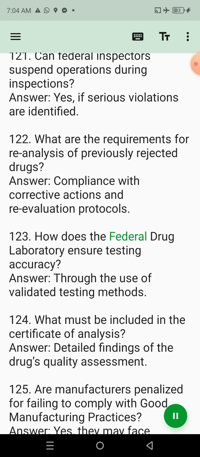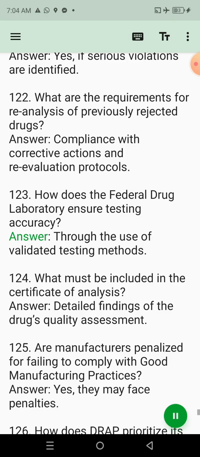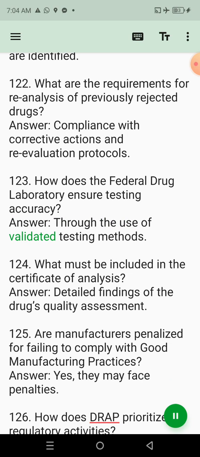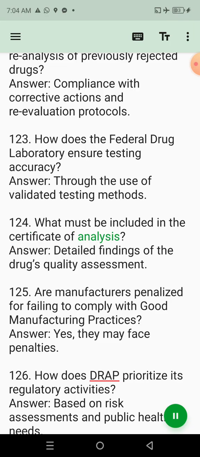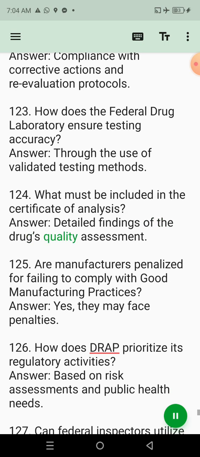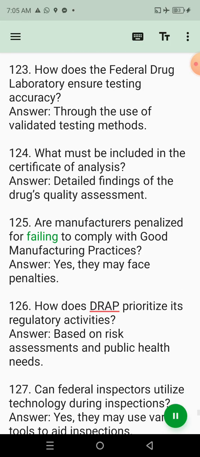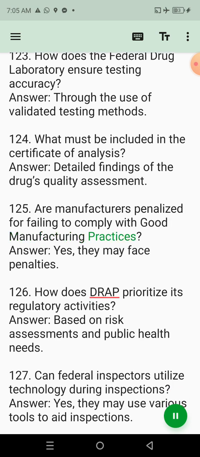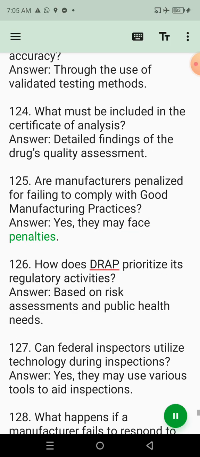123. How does the Federal Drug Laboratory ensure testing accuracy? Answer: through the use of validated testing methods. 124. What must be included in the certificate of analysis? Answer: detailed findings of the drug's quality assessment. 125. Are manufacturers penalized for failing to comply with good manufacturing practices? Answer: yes, they may face penalties.